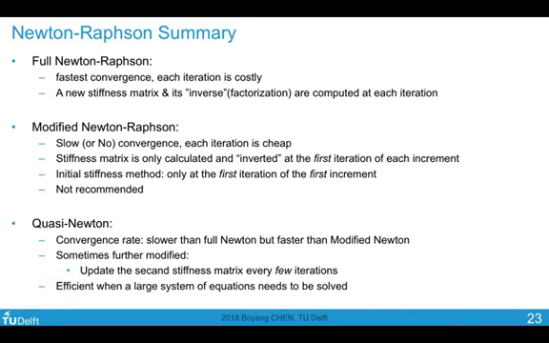And then we have a quasi-Newton, which is somewhere in between full Newton and modified Newton. It can be very cost-effective. Sometimes people even further modify the quasi-Newton such that the secant tangent stiffness is not updated after every iteration, but only after several iterations. So again, it's an even cheaper version of quasi-Newton. It's efficient. It's recommended when a large system of equations needs to be solved. So in summary, either use full Newton for smaller problems or use quasi-Newton. Don't go for modified Newton.